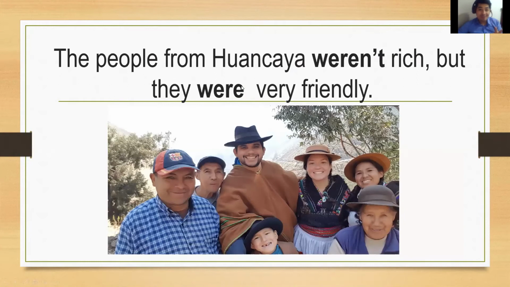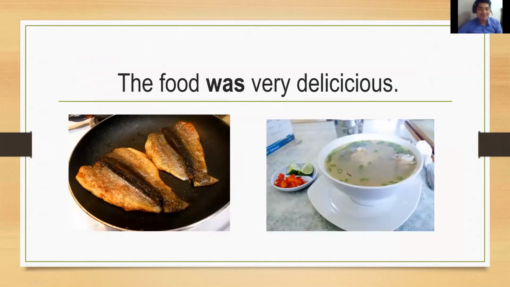What about the people, the locals? The people from Huancaya weren't rich, but they were very friendly. So they weren't rich, but they were very friendly. Something that is really important when you visit another place, another city, another town in Peru is to try the food. And Huancayo was not the exception, class. The food was very delicious. Fried fish, yummy, and mote broth. The mote broth was very good.